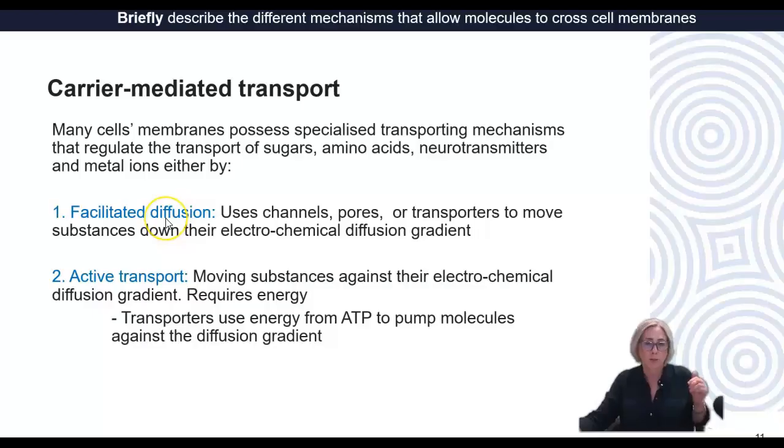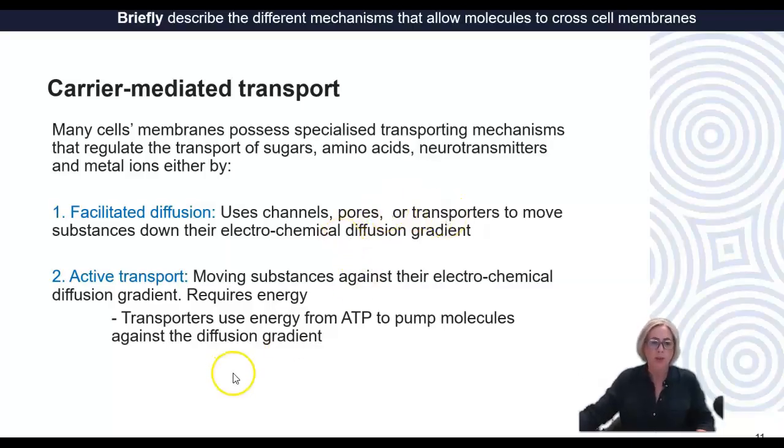Facilitated diffusion, as I've mentioned before, is passive. It is using channels, pores, or transporters, and that's where the facilitated bit comes in, to move substances down their electrochemical diffusion gradient. So from an area of high concentration to an area of low concentration, with the use of one of these channels, pores, or transporters.